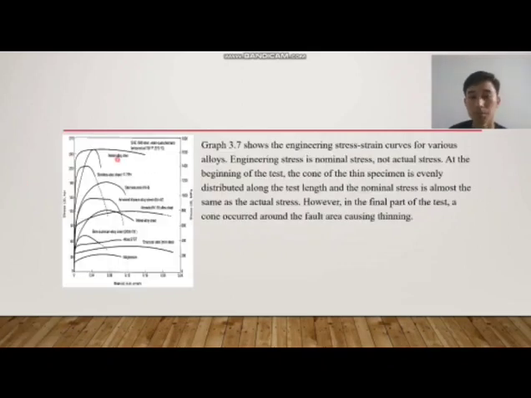Next, Figure 3.7 shows the engineering stress-strain curve for various alloys. Engineering stress is nominal stress, not actual stress. At the beginning of the test, the strain in the specimen is evenly distributed along the test length, and the nominal stress is almost the same as the actual stress.